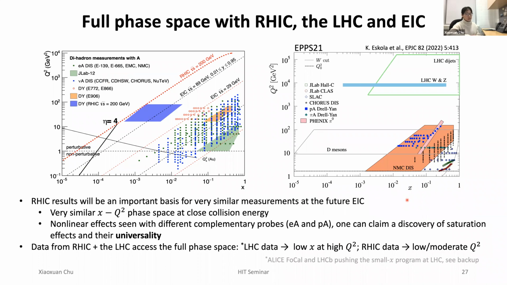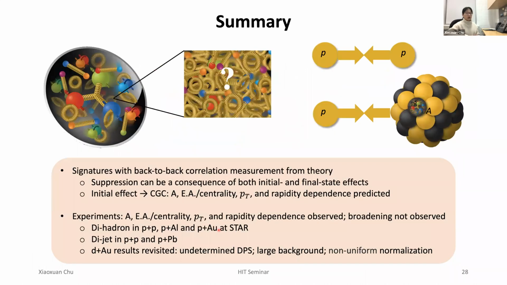And then I want to show the connection between all of the measurements at the different colliders. So as I showed before, this is the RHIC. Actually, RHIC data can probe, to some extent, a similar x and Q square phase space as the EIC, and the LHC probes different x and Q square. So by combining all the data from different colliders, we can really know the global picture in different phase space. And by comparing EIC eA collisions to pA collisions, the nonlinear effects are seen at different complementary probes. If we can observe that in different collision systems, one can claim the discovery of the saturation effect and its universality. And then that comes to my summary.